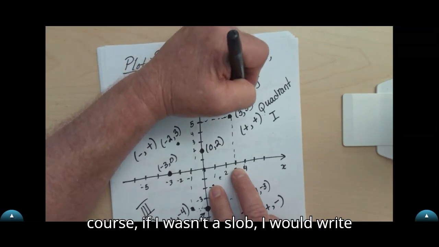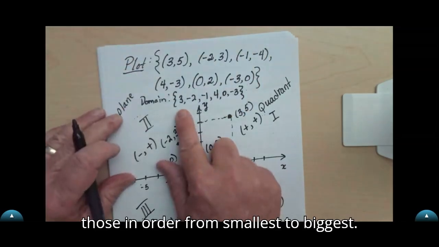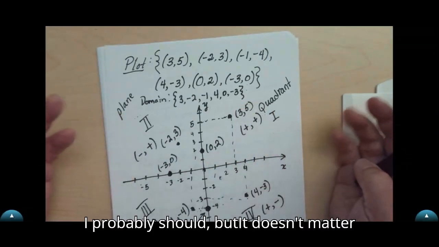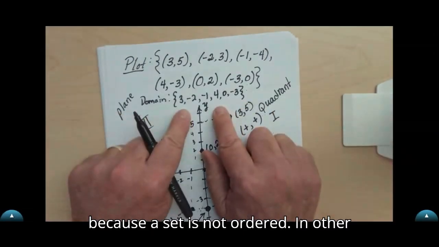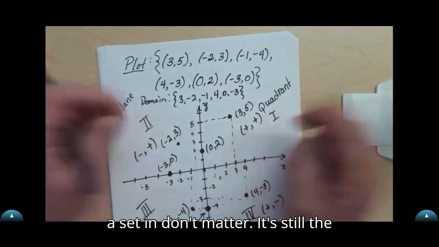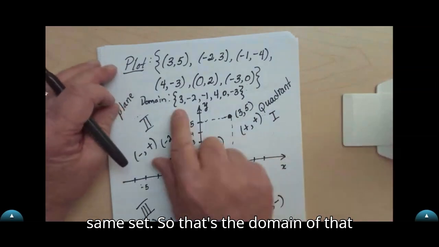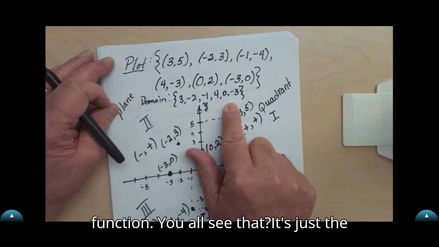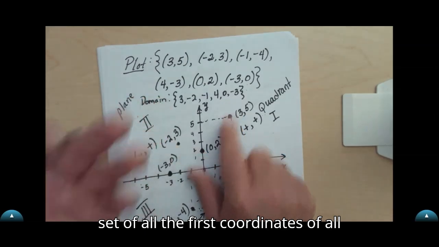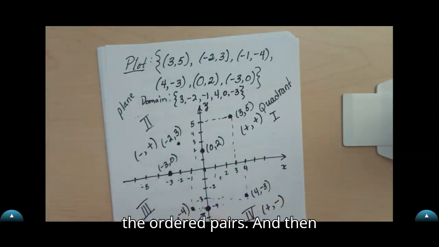Of course, if I wasn't a slob, I would write those in order from smallest to biggest. I probably should, but it doesn't matter because a set is not ordered. In other words, the order you write the members of a set in doesn't matter. It's still the same set. So that's the domain of that function. Y'all see that? It's just the set of all the first coordinates of all the ordered pairs.